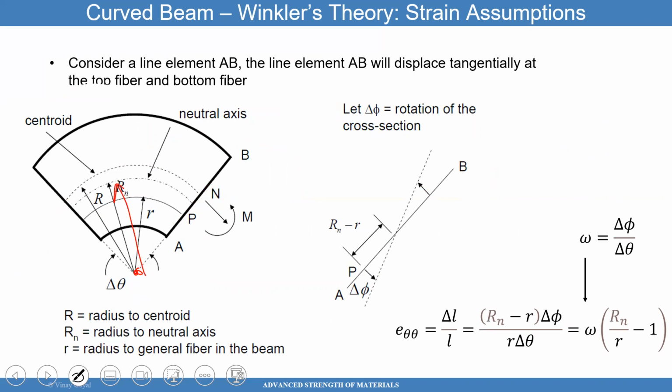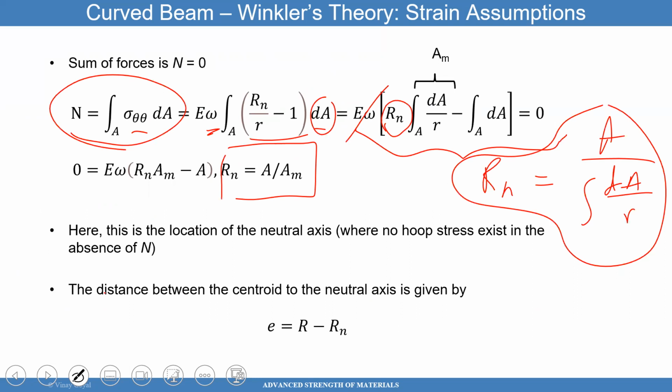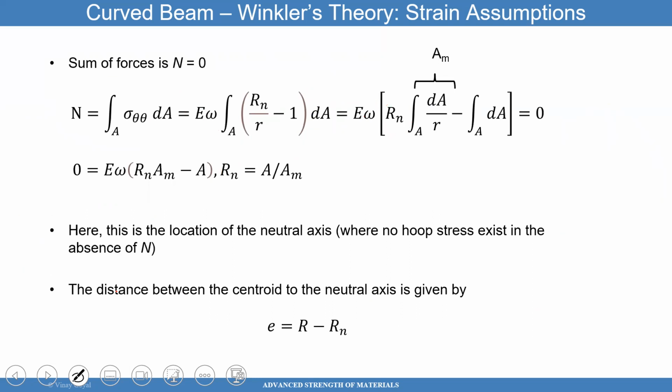And what is the neutral axis? That's the axis where no hoop stresses are acting. There's nothing going on there. In the absence of axial forces, just moment. If you apply moment, that's the location of the neutral axis. So the cool news is now I know Rn, and I can calculate the centroid distance, which is e equals R minus Rn.